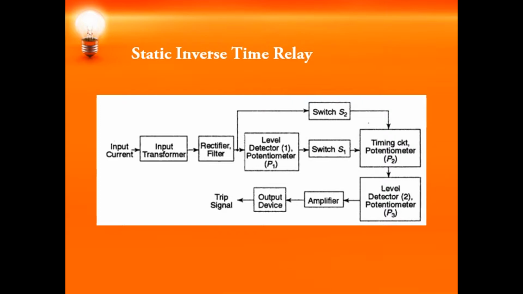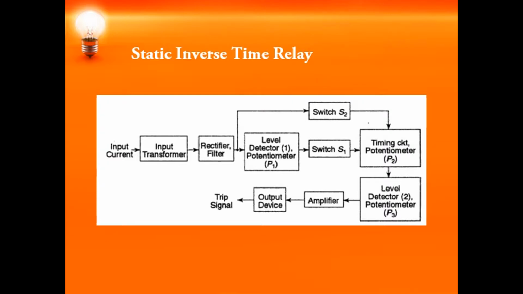So if you see here, again you have the input transformer, for which the input is from the CT, and we have the rectifier filter which performs the same function as I have already told in the previous static relays. Next it will send a signal to the level detector. There you have a potentiometer P1, which is used to set the current. So plug setting is done by the potentiometer P1.